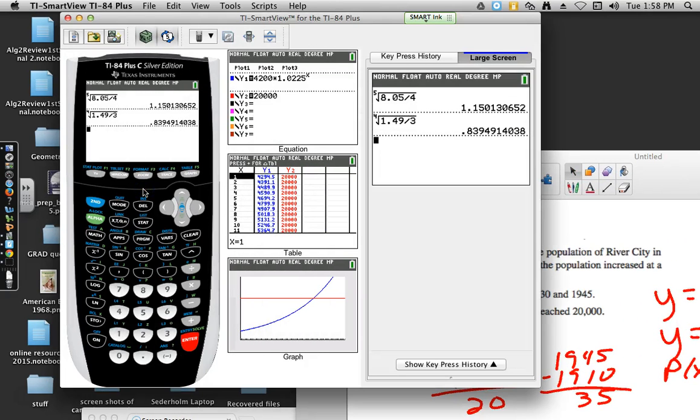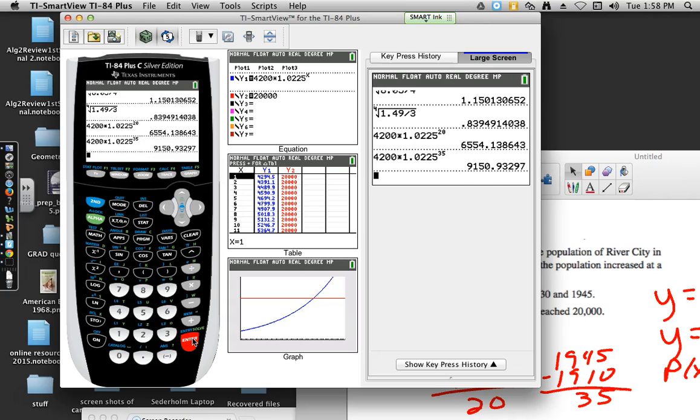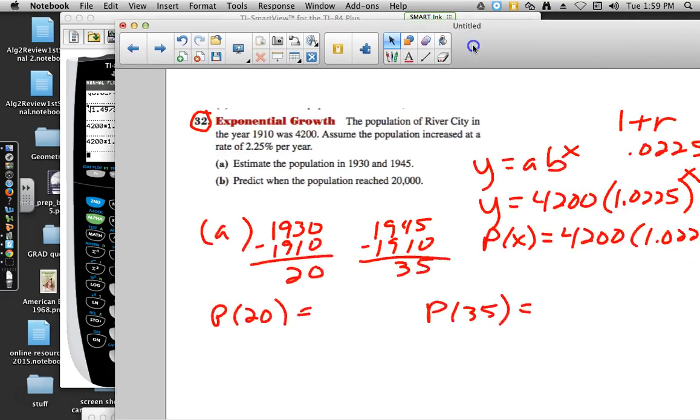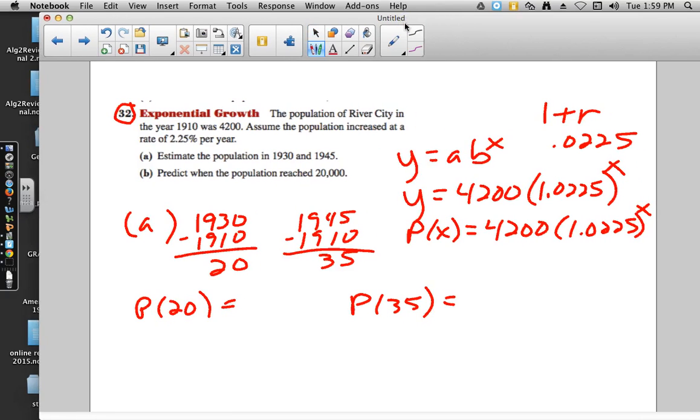So on the main screen of the calculator, we would have 4,200 times 1.0225, and the first time it was 20 years. So that's going to be approximately 6,554 people. And then if I hit second enter, I can just change my power and make that 35 for the other part of the problem, which was 45 years. And that's approximately 9,151 people. So that would be how we would answer.